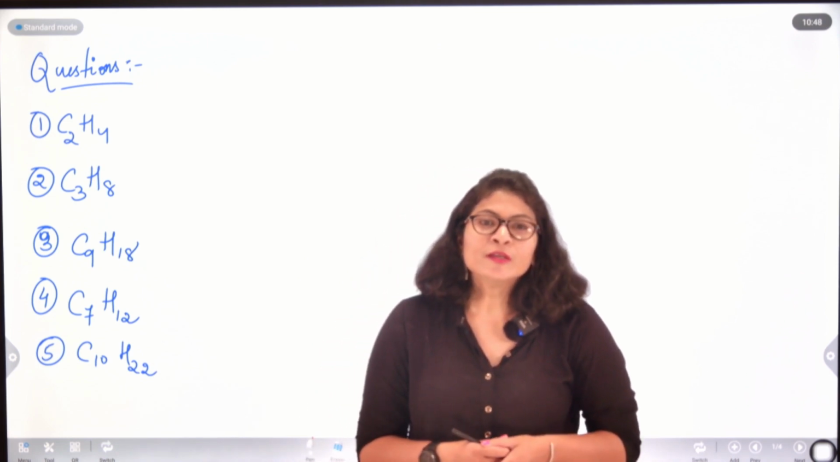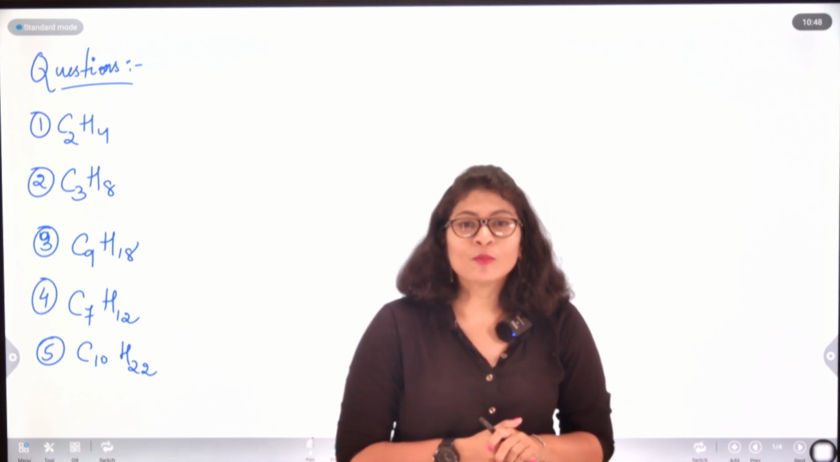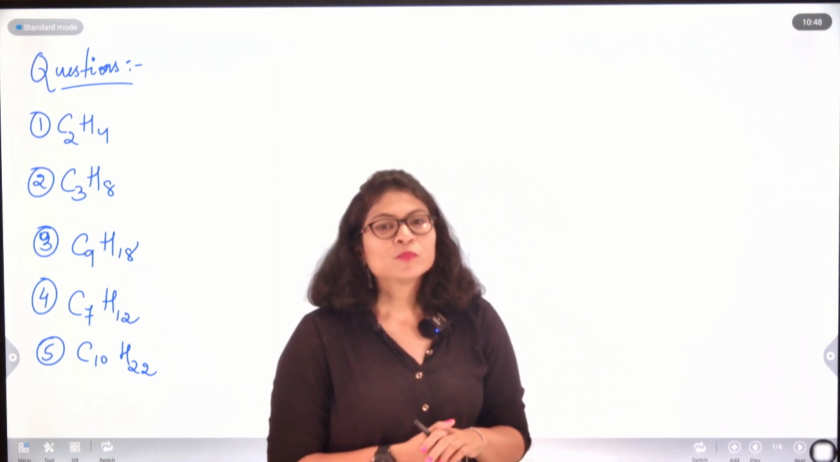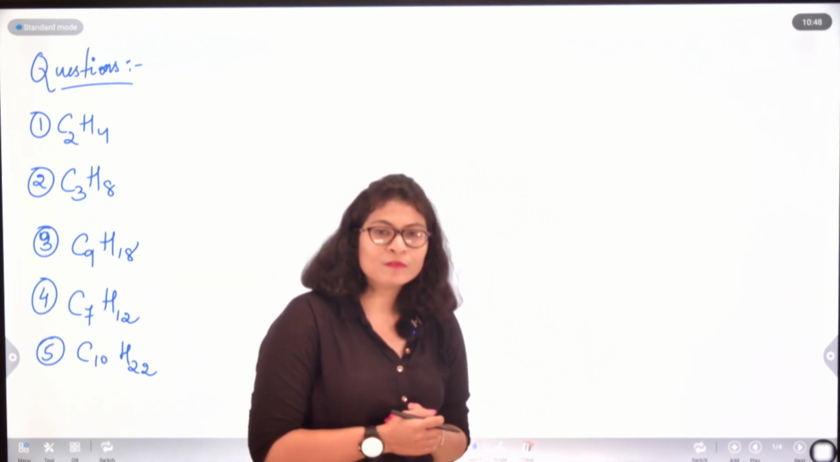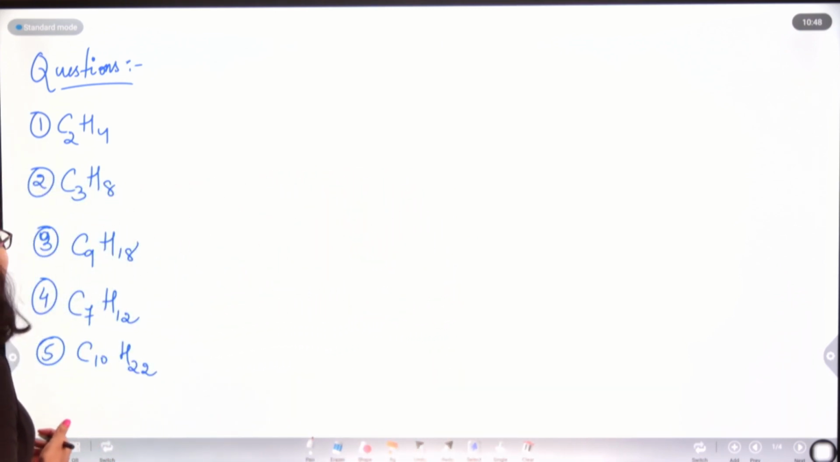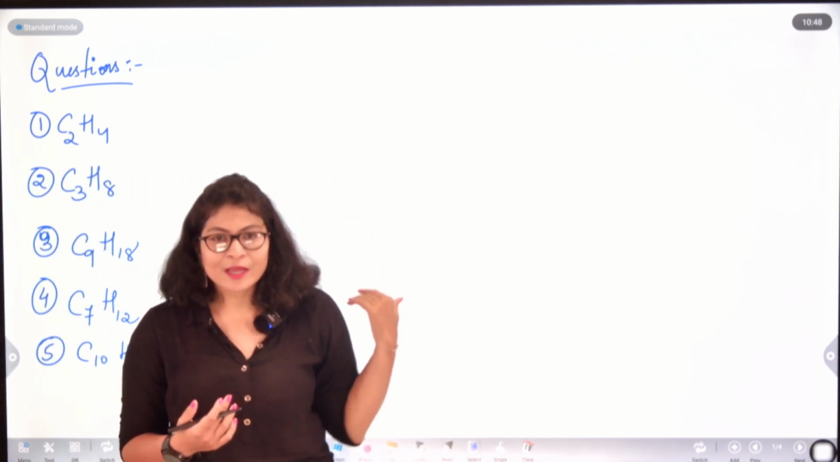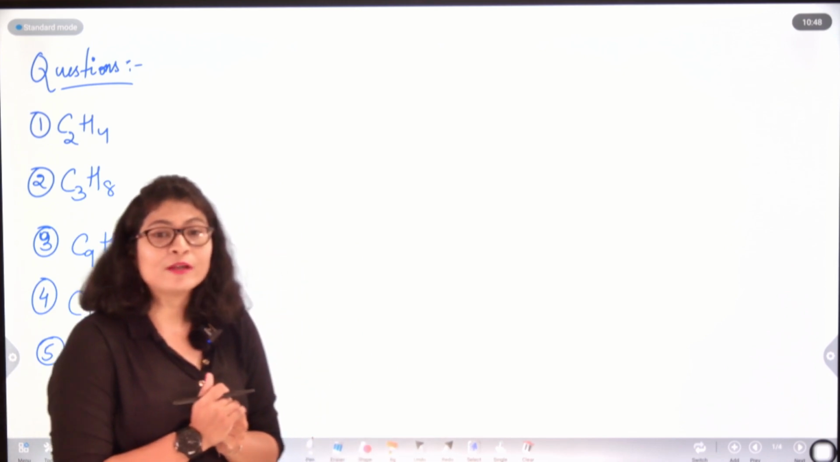So we were continuing our series of organic compounds. In the previous video, we have learnt about the nomenclature of alkanes, right? So before moving further, we will deal with some questions. So the first question we have here is C2H4. If you ever come across these kind of questions, you have to first see the general formula.